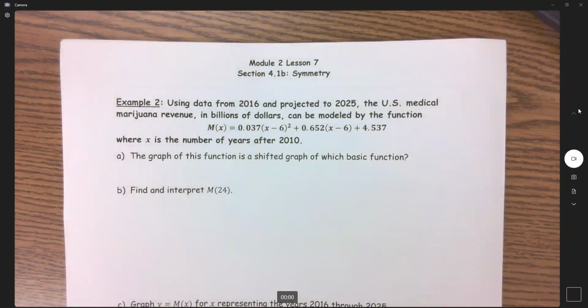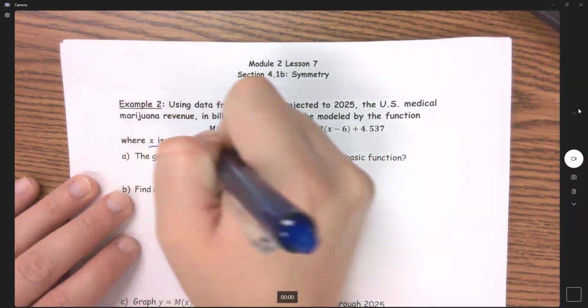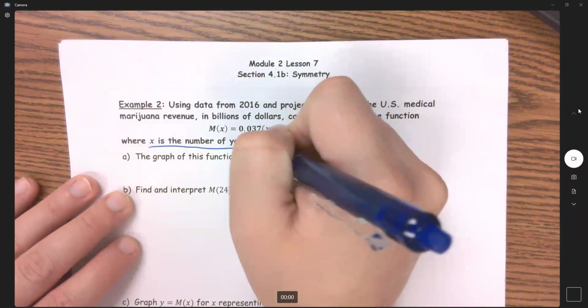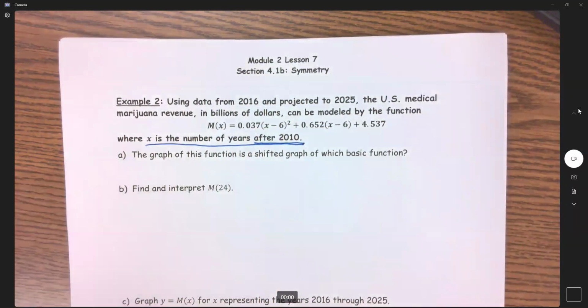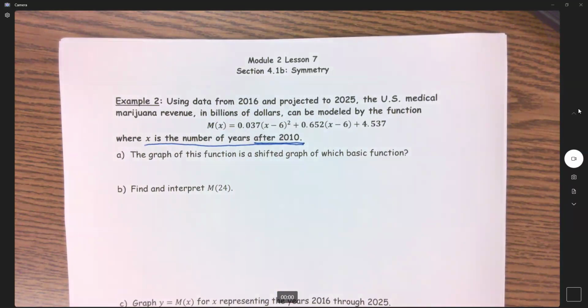Example 2 says using the data from 2016 and projected to 2025, the U.S. medical marijuana revenue in billions of dollars can be modeled by the function m of x, where x is the number of years after 2010. So part A wants to know the graph of this function is a shifted graph of which basic function? Wants to know what is the key graph here. So what do you think our key graph would be?